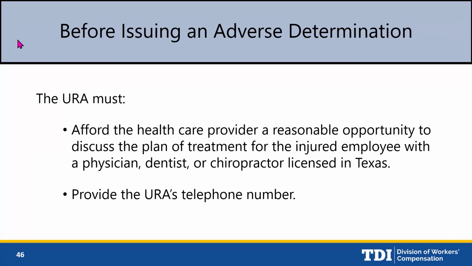Back to the adverse determination. Before the URA issues that adverse determination, there must be an effort to have this conversation, what you call a peer-to-peer conversation. So they've got the peer, same or similar specialty on the URA side, and you've got your person who's prescribed that service. The URA must afford that healthcare provider a reasonable opportunity to discuss the plan of treatment for that injured employee, and provide the URA's telephone number.